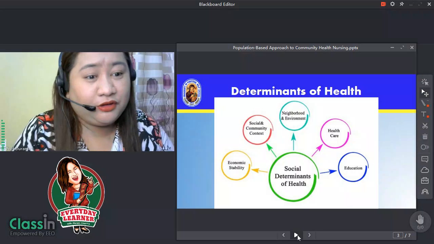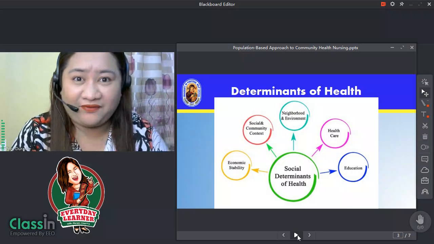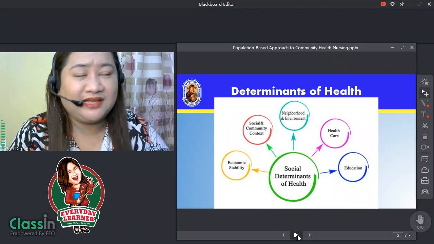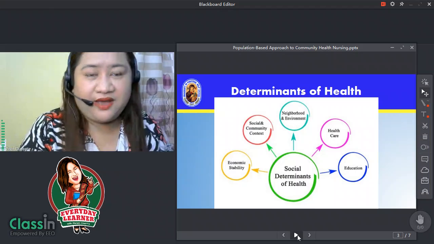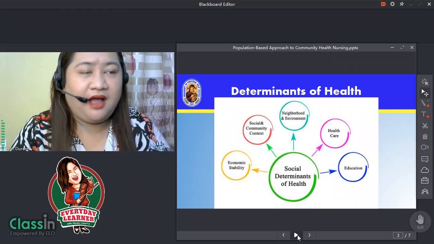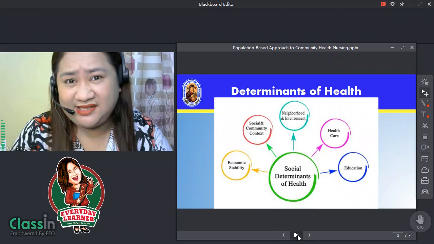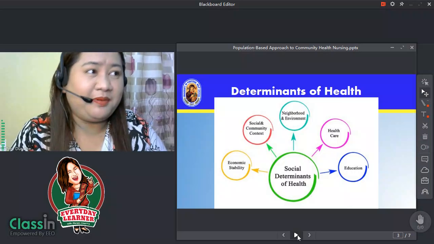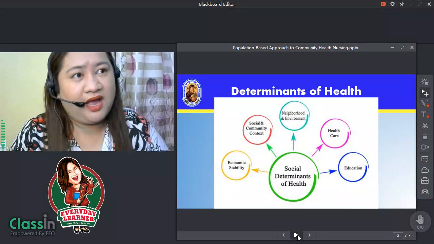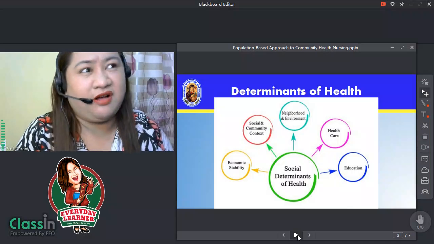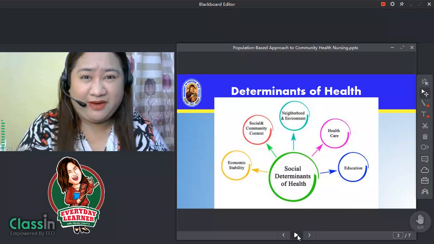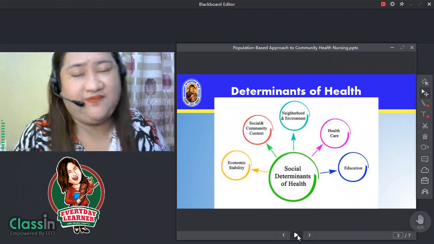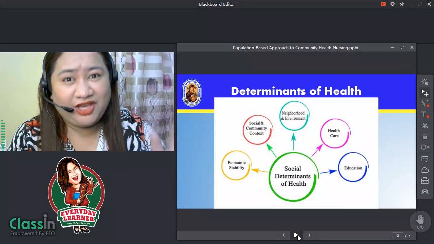Or for example, culture can also affect your health. Are there beliefs or belief systems inside your community that are not held by others? For example, do you believe that spirits cause diseases? Does your community believe in that? If that's the case, then probably you will not even use your mask, because you believe that it's just spirits that cause these diseases and not viruses. You don't believe in that, so that will affect your health greatly.